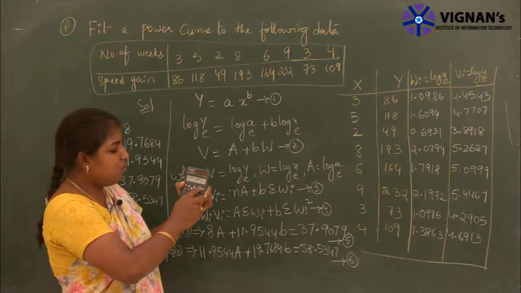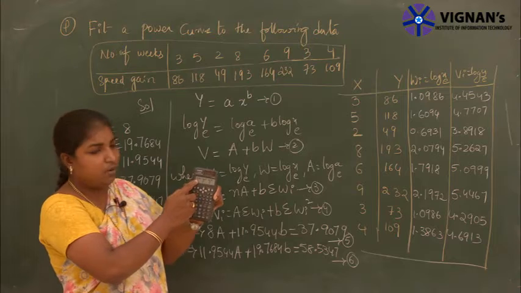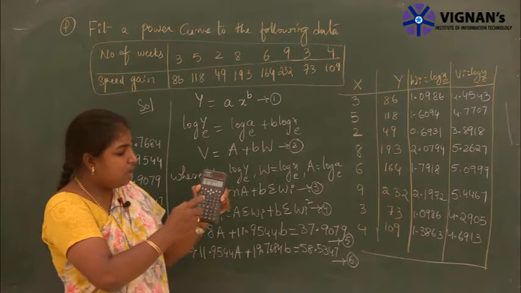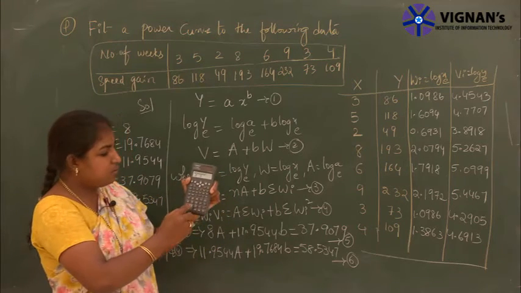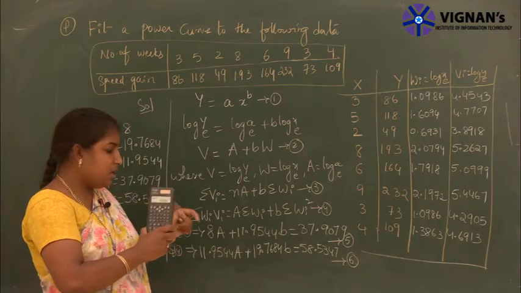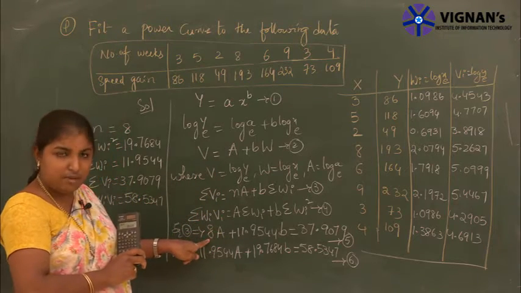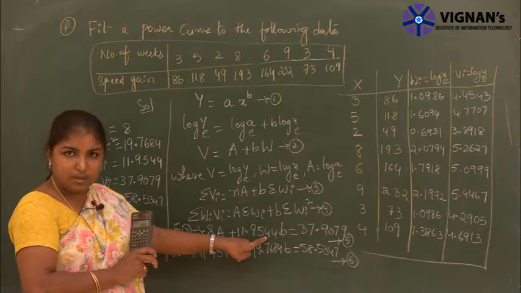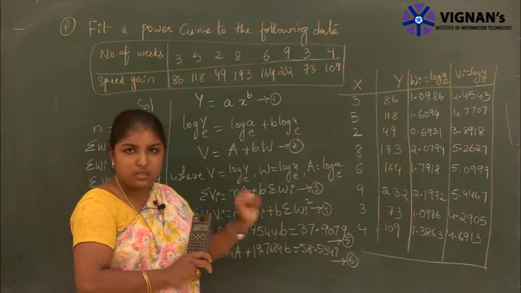For this, press mode 3 times. We are having equation 1. So press 1. Here we are having 2 unknowns. Press 2. Give the values. A coefficient is A1. B coefficient is B1. C means the constant we are giving.